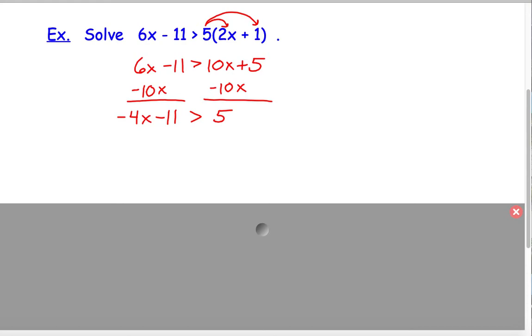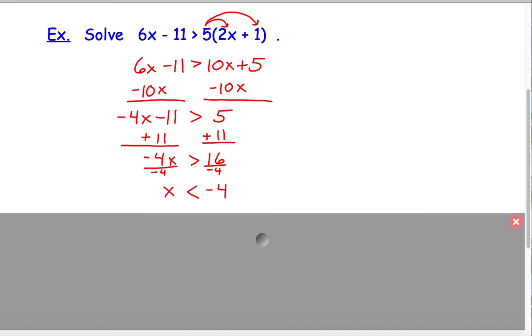Now I'm trying to get x by itself, so let's get rid of the minus 11 by adding 11 to both sides. That doesn't change the inequality. And now I have negative 4x on the left and 16 on the right. And finally, let's divide both sides by negative 4. Now I'm dividing by a negative. I can't forget this. It doesn't happen often, but when it does, you have to remember to switch that inequality. And I'm going to get a positive 1x is less than negative 4. And there's my final answer.